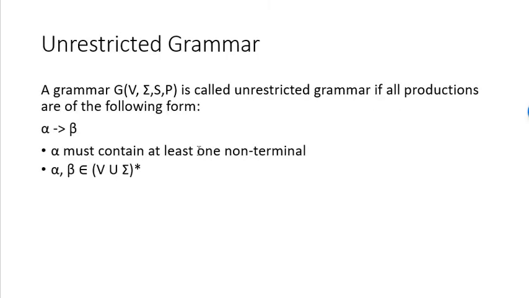So first of all, let us look at the definition of unrestricted grammar. Let us just revise it. The form of production will be alpha to beta, where alpha must contain at least one non terminal.